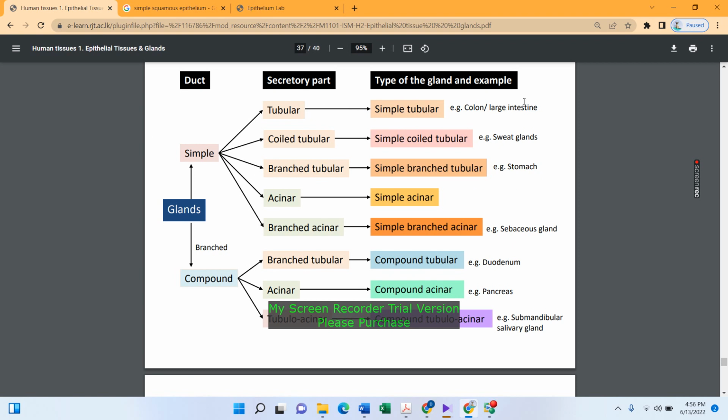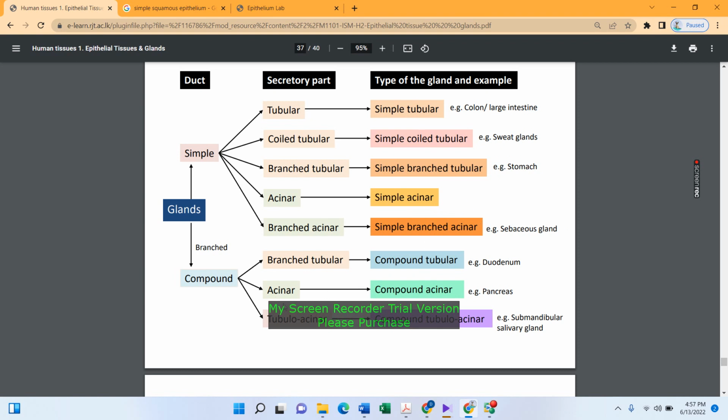Simple tubular is found in the large intestine or colon. Simple coiled tubular is found in sweat glands. Simple branched tubular is found in the stomach. Simple acinar is not given a place. Simple branched acinar is found in sebaceous glands.